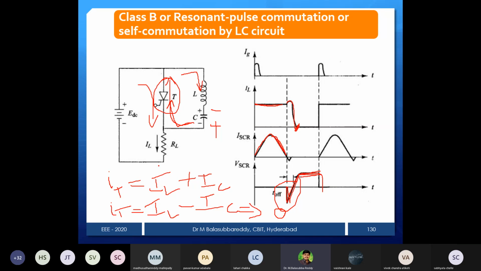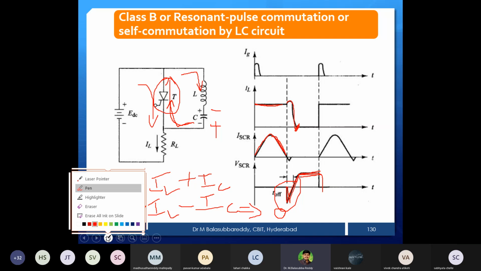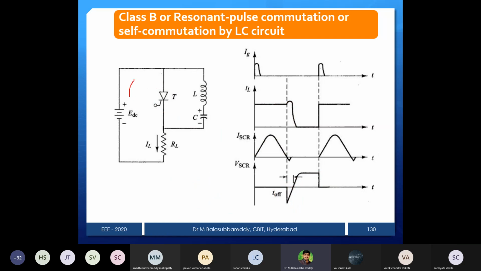Again the cycle, once this is also open because it is turned off, then what will happen? It will be the same as the 0 position. Now the capacitor is going to be charged with these polarities. Now the upper plate is plus, the lower plate is minus. After that, whenever you want to turn on the thyristor, again you can give the firing pulse. That means the cycle is going to be repeated.